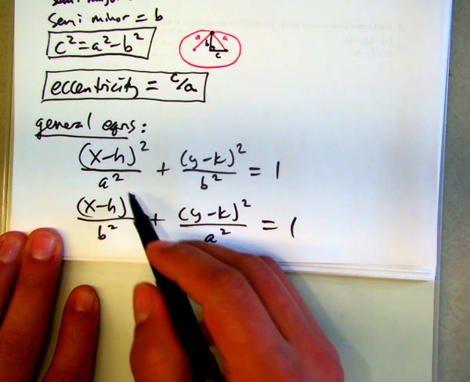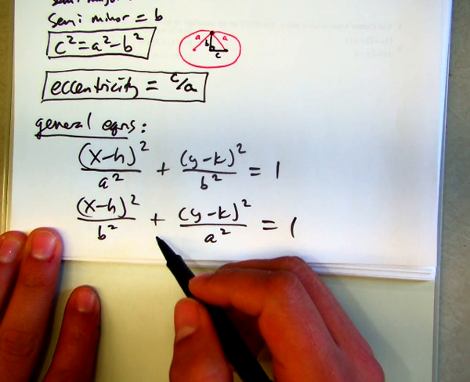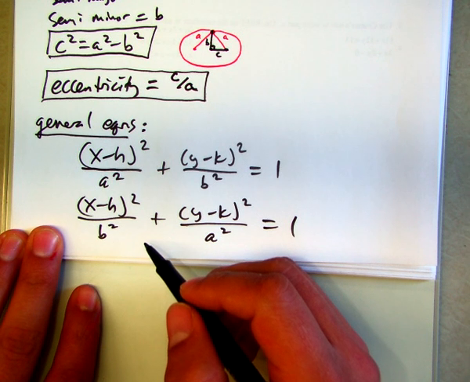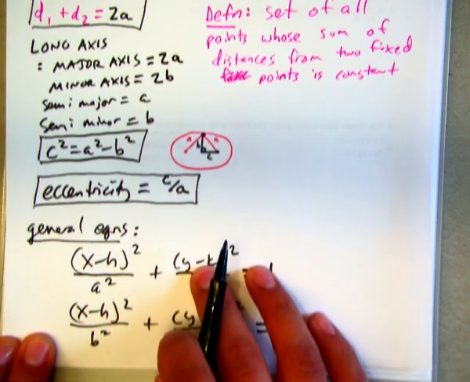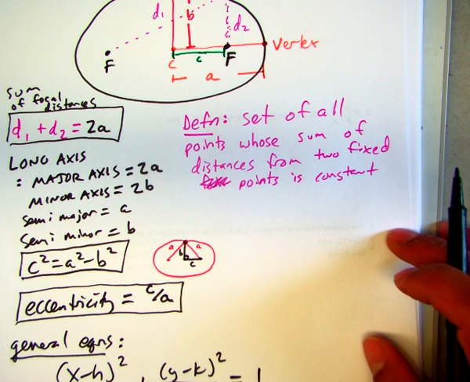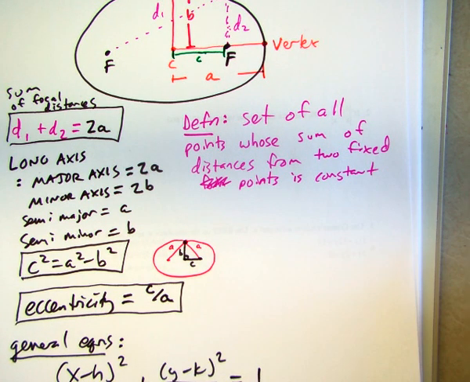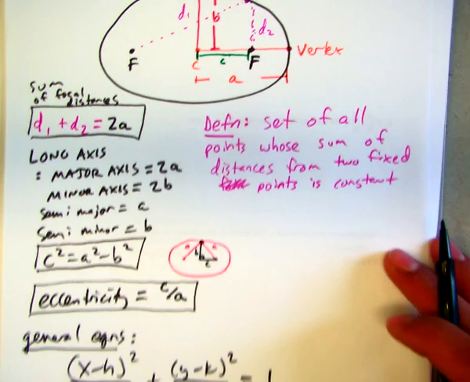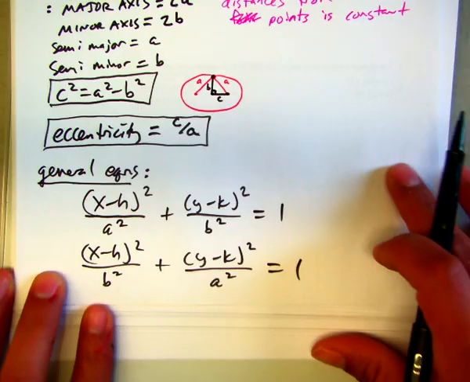The h and k, what do you think those are going to be? A point. What point? What else have h and k been in everything? Well, for a parabola, a vertex. For a circle, it was the center. Okay? H and k are going to be the center of the ellipse.